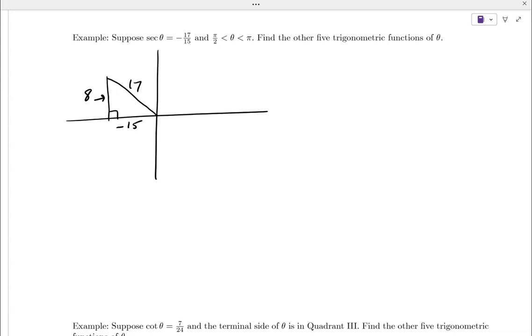Why did I put a positive 8 there rather than a negative? Yeah, because it's going up, right, rather than down. Yeah, that's why I put a positive rather than a negative.